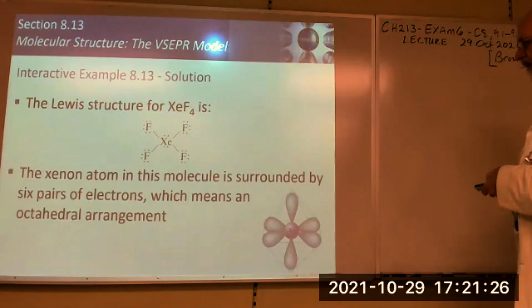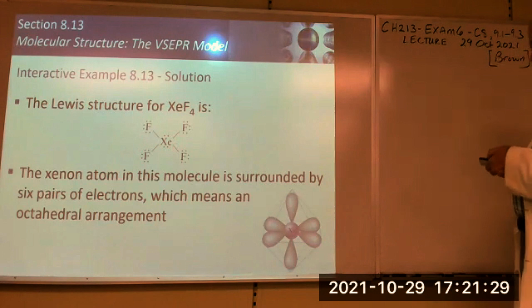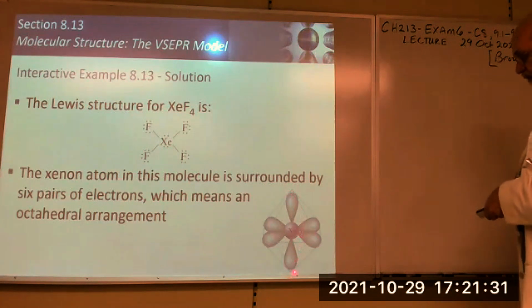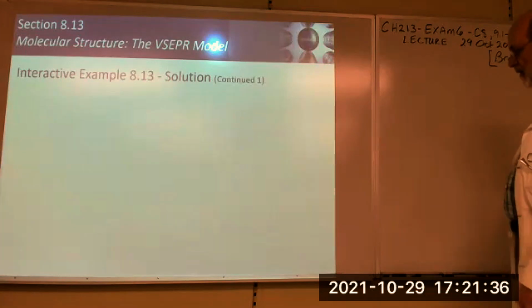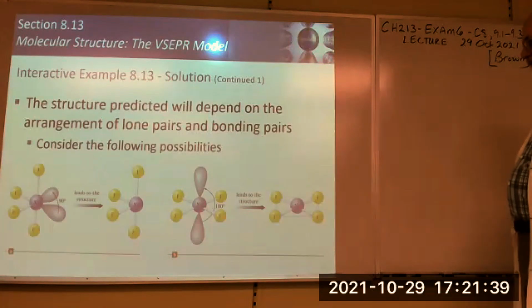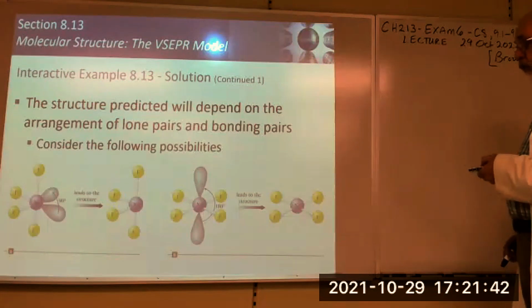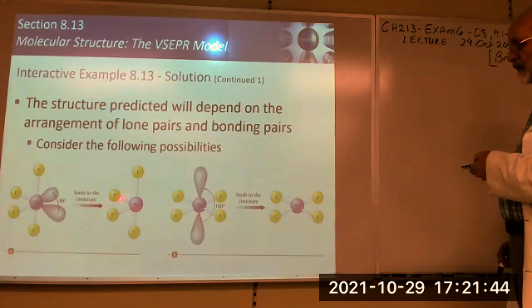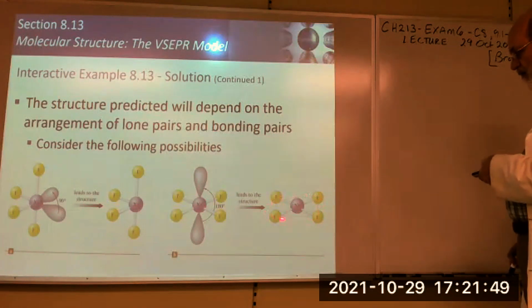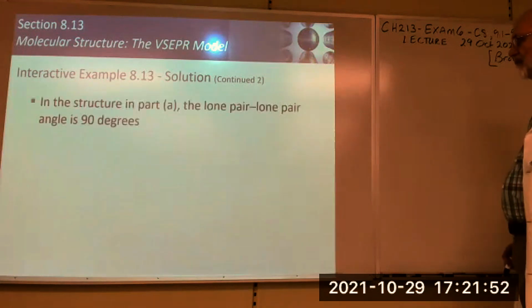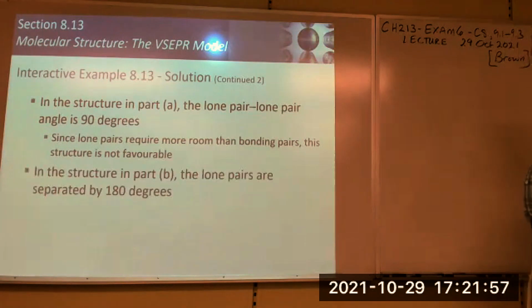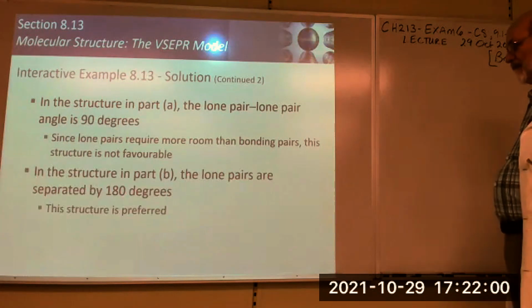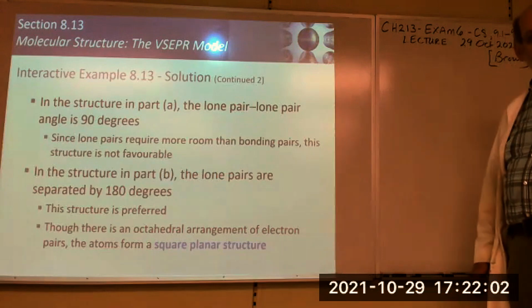So there's our octahedron. Now we have to figure out where these lone pairs go. I would put them at the apexes. That's as far as you can get away from each other and from these other bonding pairs. So this is one possibility. It leads to a seesaw. And this is the other possibility that leads to square planar. If we look at the bonding angles, we find out that they're all 90 degrees. And that being the case, the square planar wins.